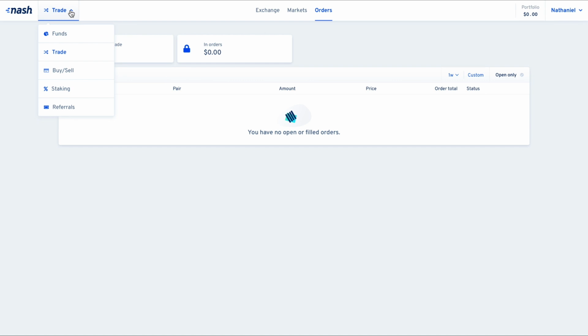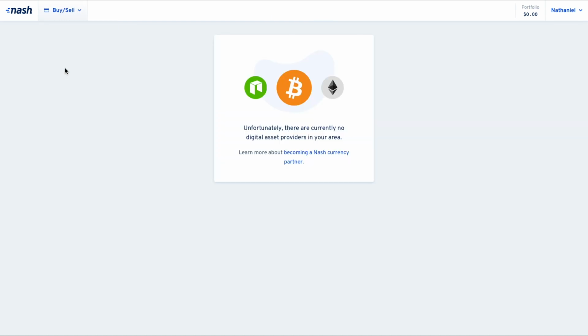Some regions will have a buy-sell section available to them, where you can select a fiat provider and purchase and sell digital assets for fiat currencies.